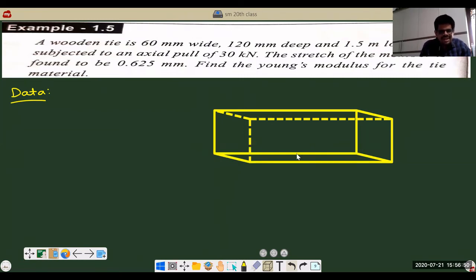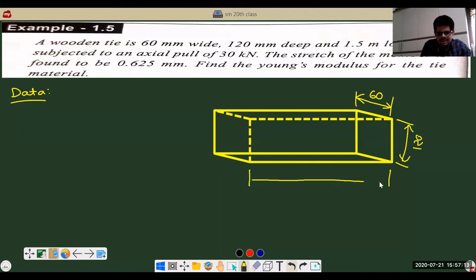It is 60 millimeters wide. That means width is given. So this is the width, 60, and 120 mm deep. So depth is given. So this is depth or height, 120, and 1.5 meters long. So this is length. So this is 1.5 meters. That means 1500 mm.